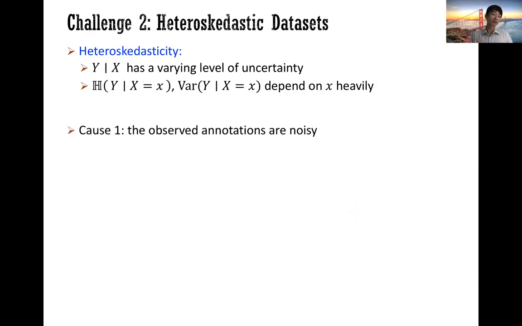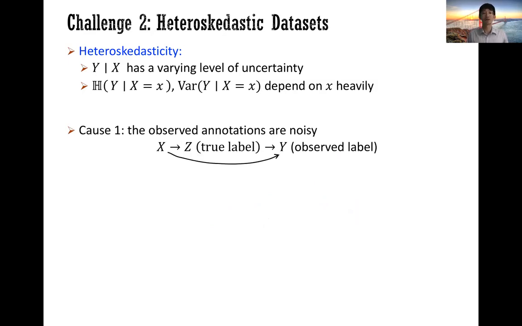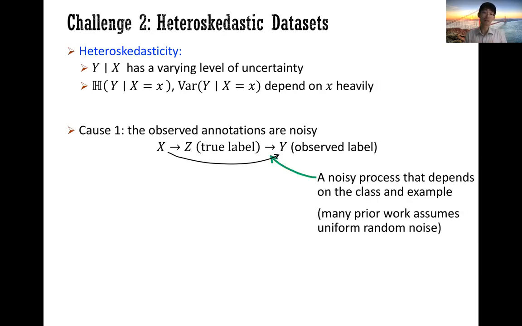So you may wonder why real data sets have heteroskedasticity. I think there are several different reasons. One of them is that the observed annotations are noisy, and the noisy process is pretty complicated. So naturally, there is a varying level of noise for different examples. Recall that even if, let's say, there's a true label for each of the images you care about, the annotation you get, the human label, is still a function of both the true label and the image, right? So there could be some noisy process caused by the human labeling, and this noisy process can depend on the class and example.